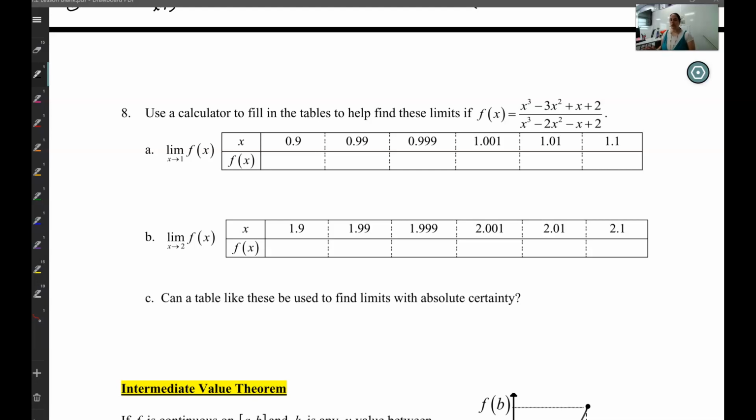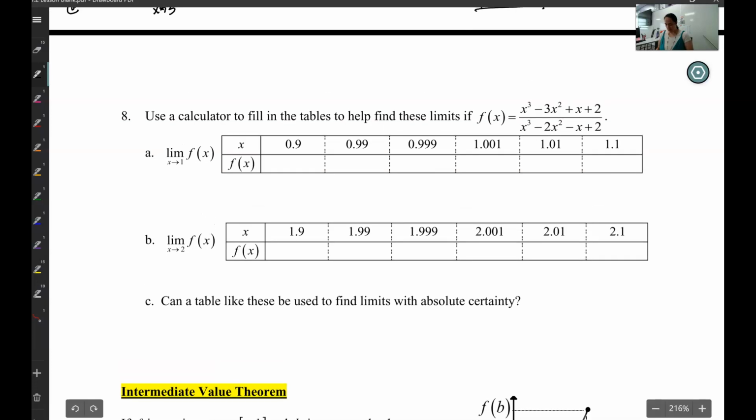Okay, let's talk about continuity on a table. Now, first thing, I actually want to talk about C first. Can a table like these be used to find limits with absolute certainty? No. When you use a table to find a limit, you are only approximating what the limit is, not for sure.